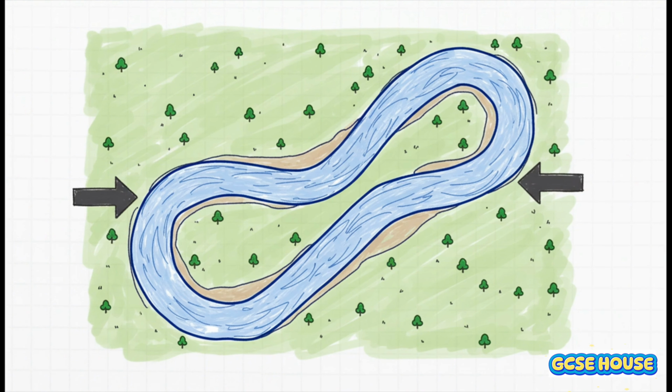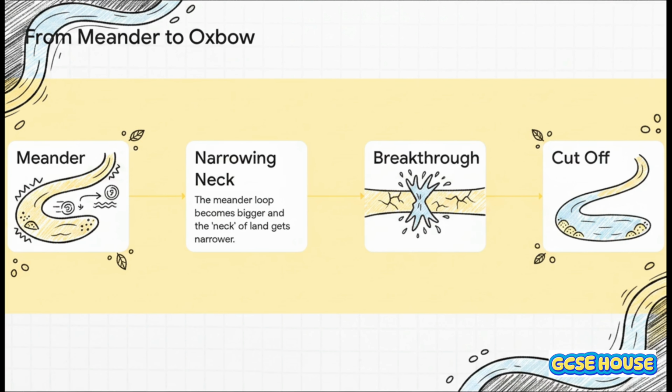In the upper course, it was all about eroding downwards. Now, in the middle course, it starts eroding sideways. This is called lateral erosion. So instead of drilling down, it starts to swing from side to side, creating these big, wide, sweeping bends that we all know as meanders. And this sideways action leads to one of the coolest features in all of geography.